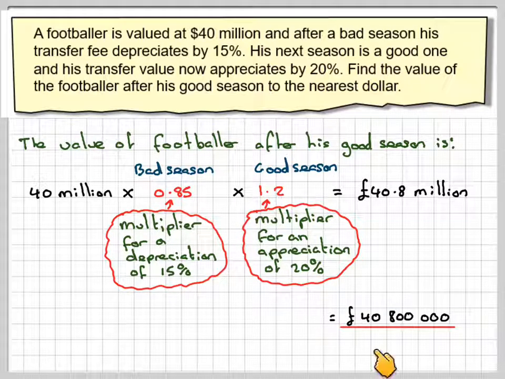So the answer is 40,800,000, or you could write 40.8 million.